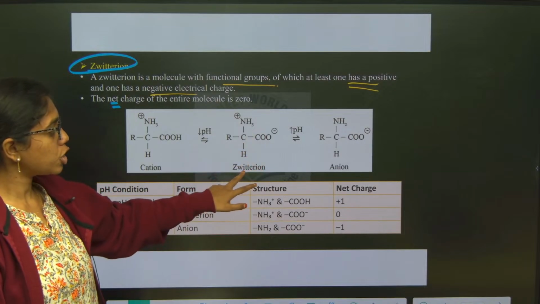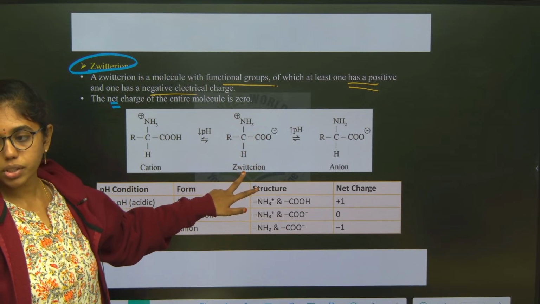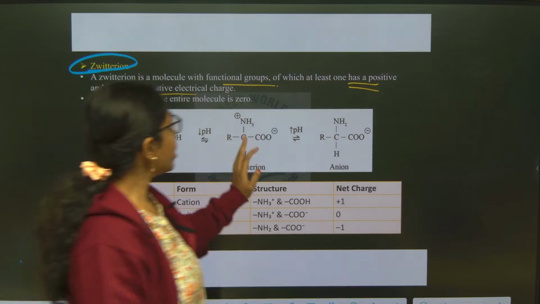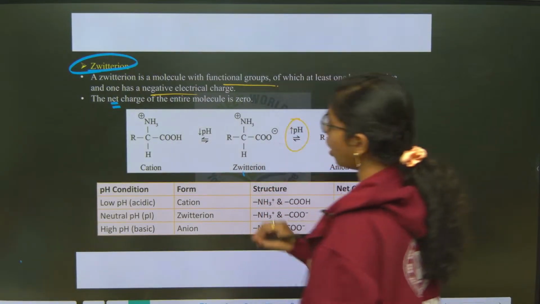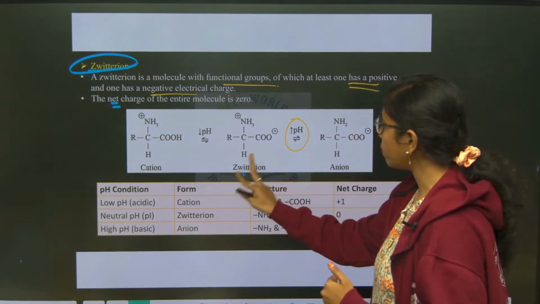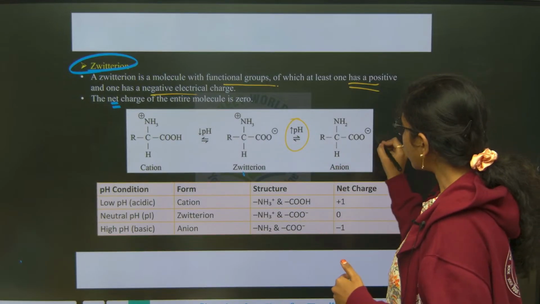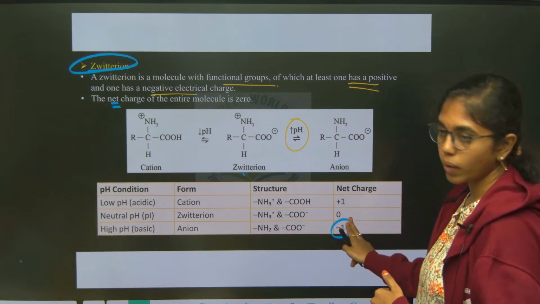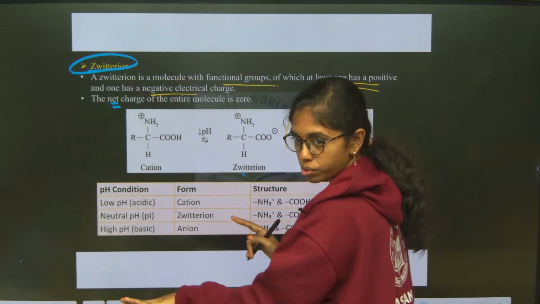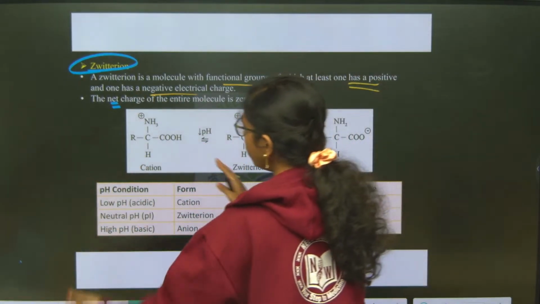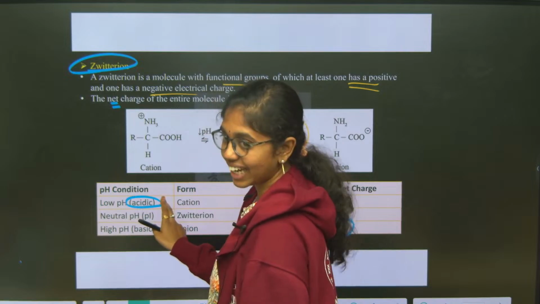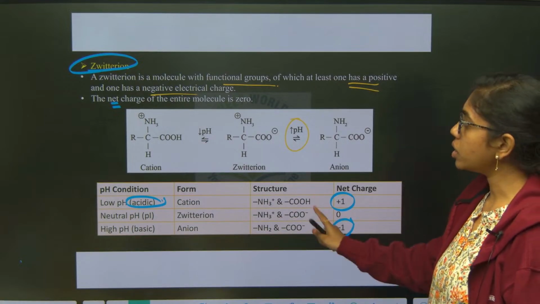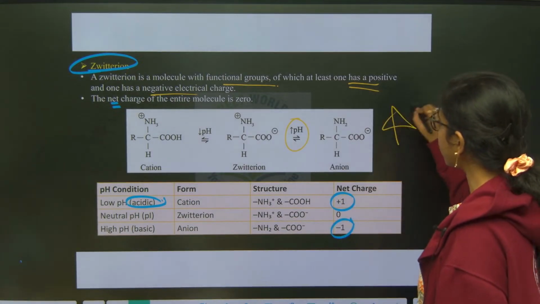At neutral pH, this is called what? Zwitterion. Raghav, sit straight, listen carefully, okay? So this is what? Zwitterion. When you increase the pH from neutral pH, it turns into an anion, and the net charge will be -1. When the pH is reduced from the neutral pH, it turns into acidic condition, and the net charge will be positive. Clear, right? So this is the concept of zwitterion. A many a times asked question.